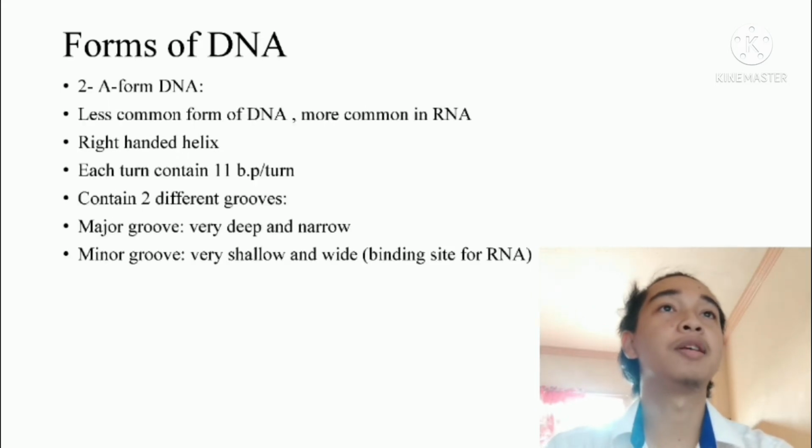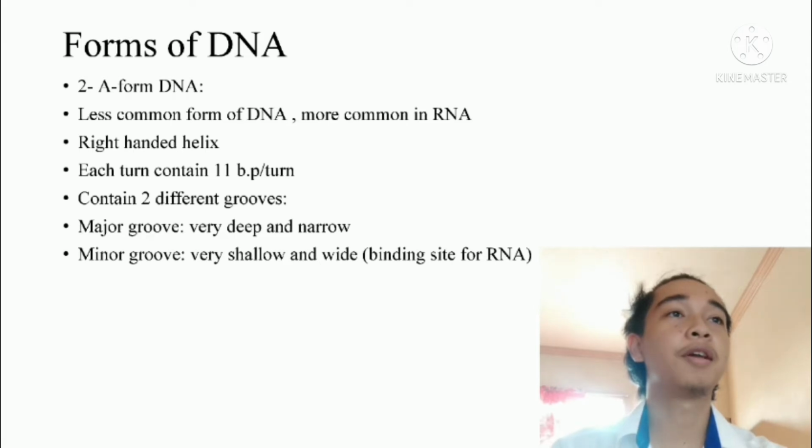The next one is A-form DNA. This is a less common form of DNA, more common in RNA. It is a right-handed helix with 11 base pairs per turn. It contains two different grooves. One is the major groove, which is very deep and narrow, and lastly the minor groove, which is very shallow and wide, a binding site for RNA.